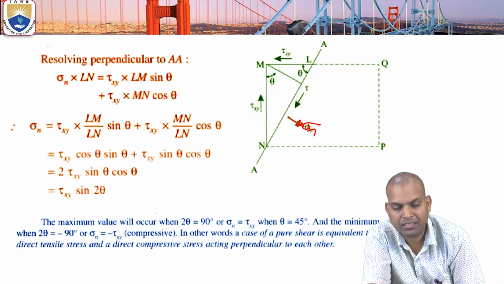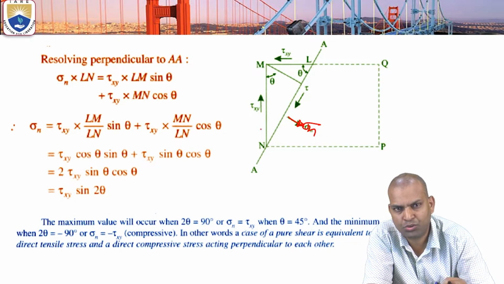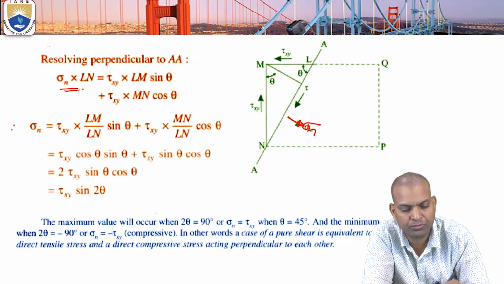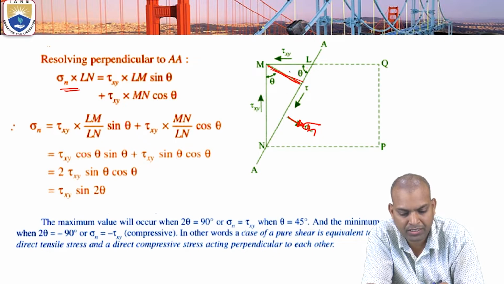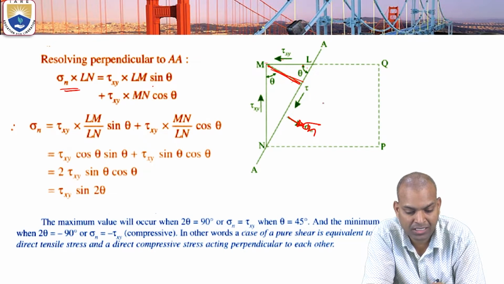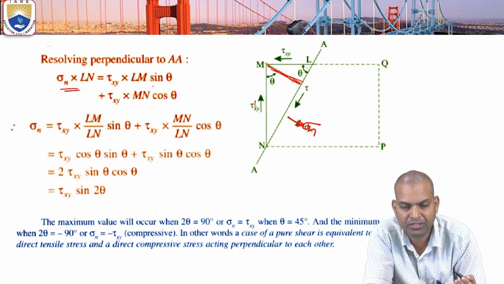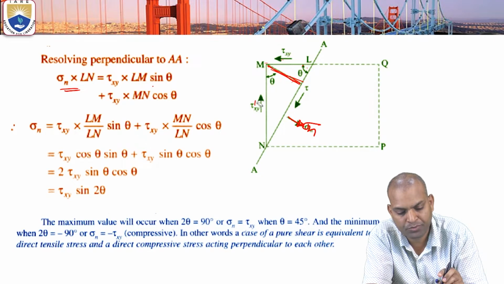Now sigma n into Ln, that is the length, with thickness of one unit, single unit. That is sigma n into Ln equal to tau xy, this is the Lm. We want this component, a normal component, Lm sin theta: tau xy into Lm sin theta, plus this is another tau dash xy. Here tau xy equal to tau dash xy, so you substitute directly.